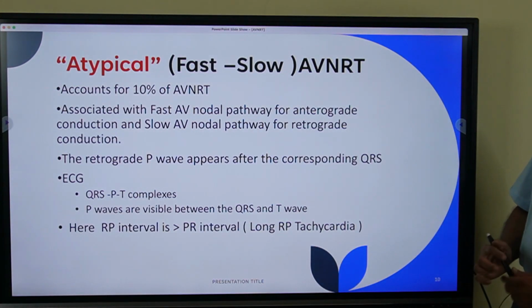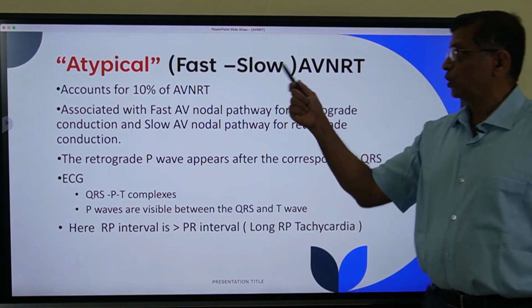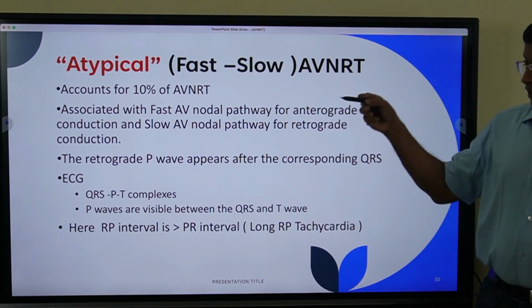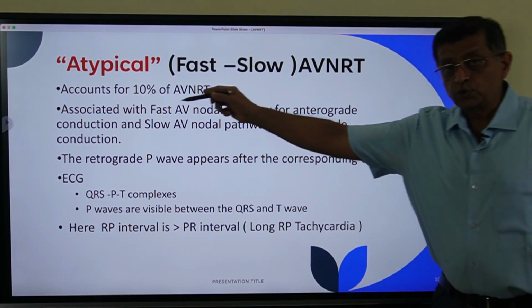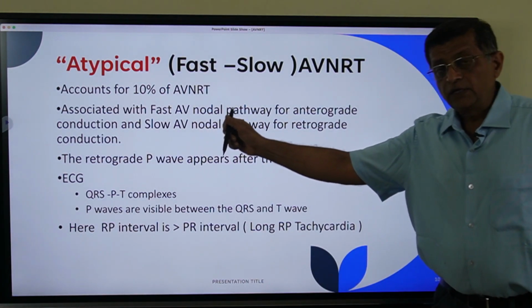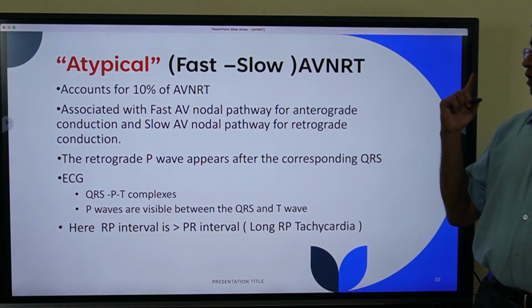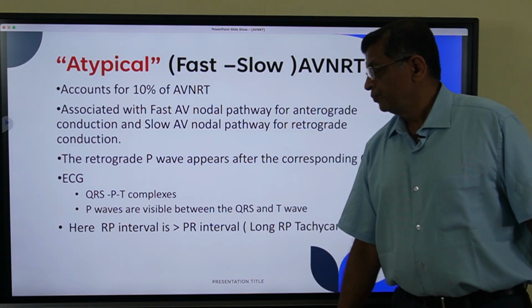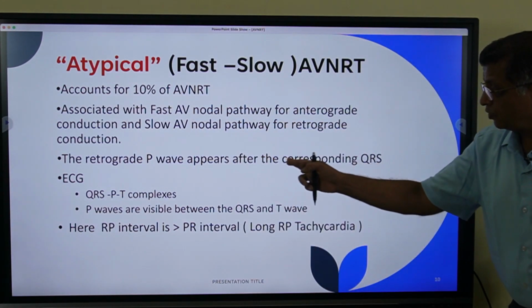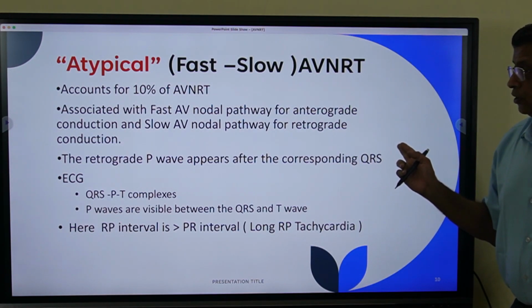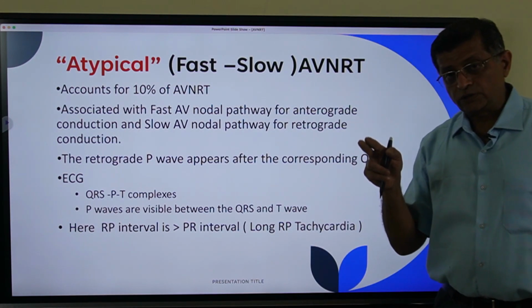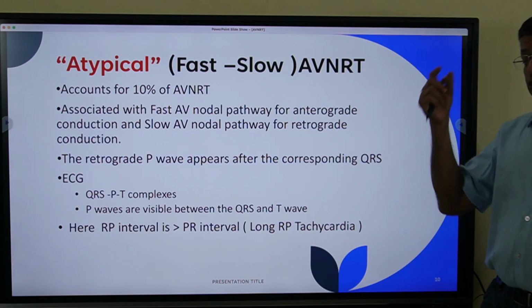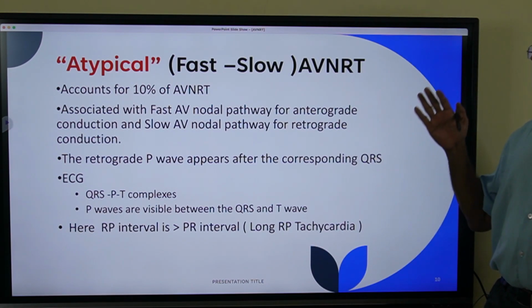Now atypical AVNRT, this is fast-slow AVNRT. Here the antegrade conduction to the ventricles is through the fast pathway and the reciprocal or retrograde conduction is through the slow pathway. This is rare, 10% of AVNRT. Here the retrograde P wave appears after the corresponding QRS because the retrograde flow of the current is through the slow pathway, hence the P wave is delayed.